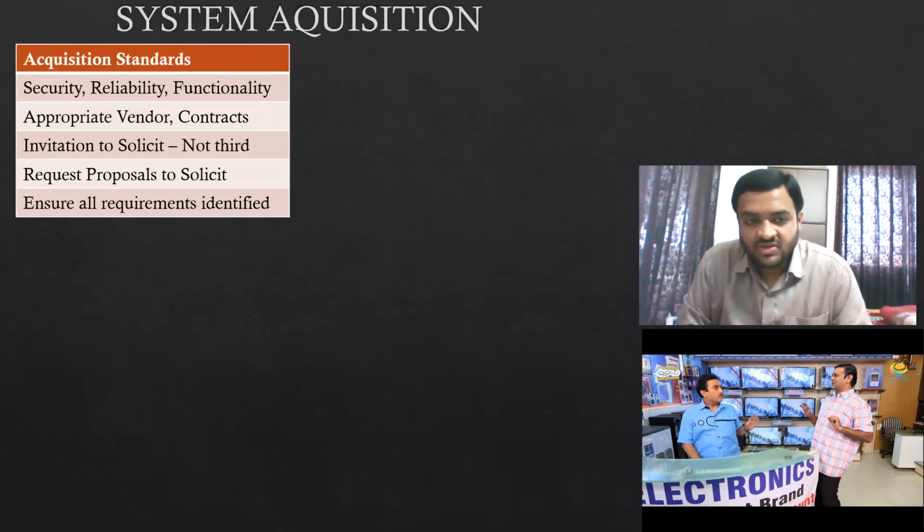Understand this invitation to solicit. If you are doing it on your own, then you will approach companies like Samsung, Apple, Microsoft. These types of companies will approach you. So that is invitation to solicit.